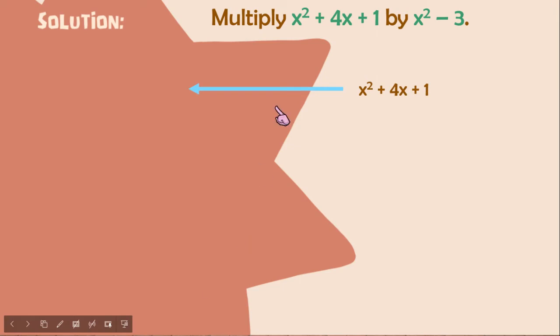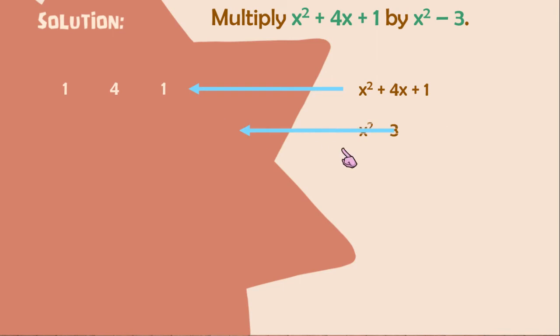So get the first factor, x squared plus 4x plus 1. Get its coefficients. So we have 1, 4, 1. Next, get the coefficients of the other factor, which is x squared minus 3. Here we will have 1, 0, and negative 3.